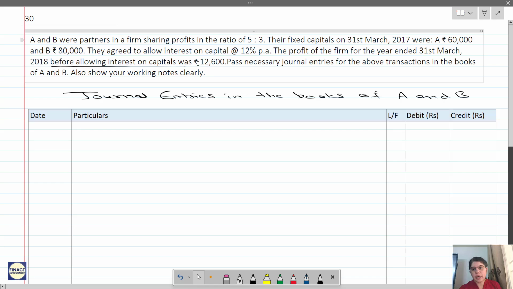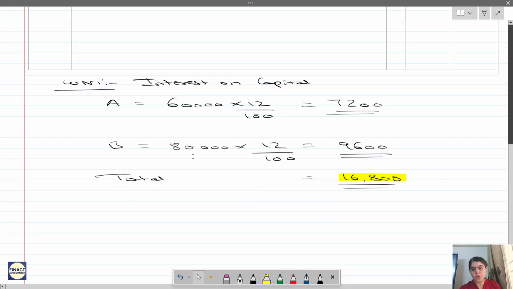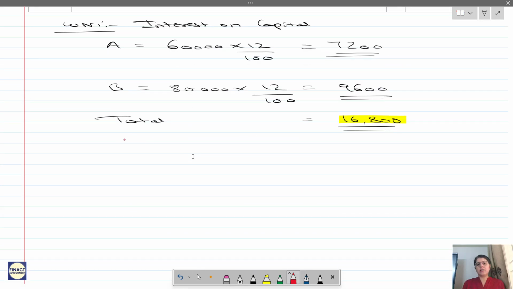Now see here, total interest on capital is 16,800, whereas available profit is only 12,600. So available profit is less than the appropriation. So we have to use the ratio of appropriation. Remember this. Always you have to check whether the profit is sufficient to cover that particular appropriation, that is interest on capital, then partner's salary, partner's commission. Okay. So available profit is 12,600. Now we cannot give them the total interest on capital of 16,800, correct, because available profit is 12,600.